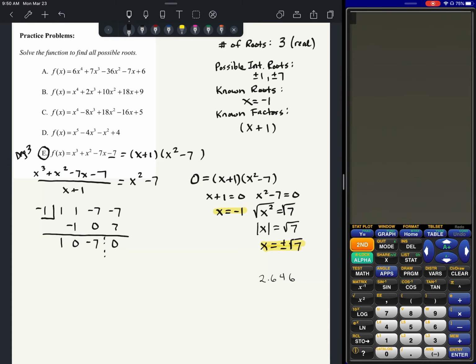Let's go ahead and do second square root of 7. And you see we get that same number. So therefore, we know that we are correct. So we'll just write out our answers. We've got x is going to be equal to -1, and then positive or negative radical 7.